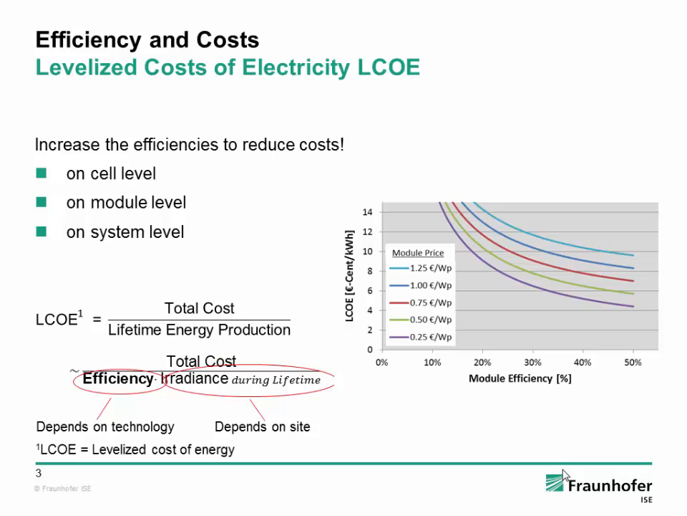And I defined here the levelized cost of electricity in a very simple manner. I don't want to go into the details here, but you can say it's the total cost which we have for the installation and maintenance of a PV installation divided by the lifetime energy production. And if you say in a very simple manner the lifetime energy production is efficiency times irradiance during the lifetime, then you see immediately that the efficiency is very, very important.